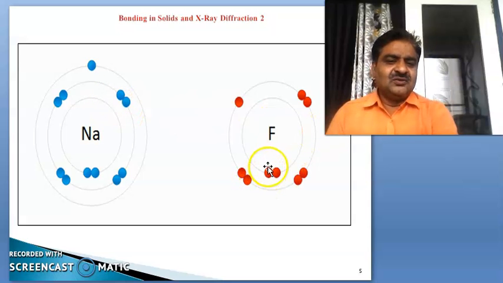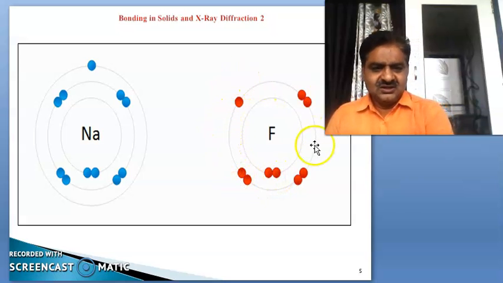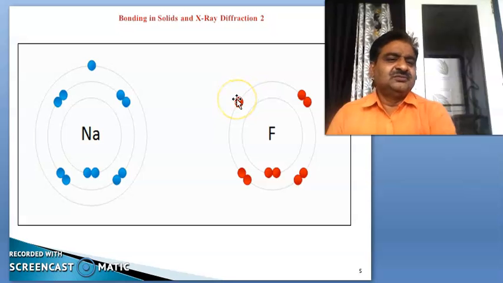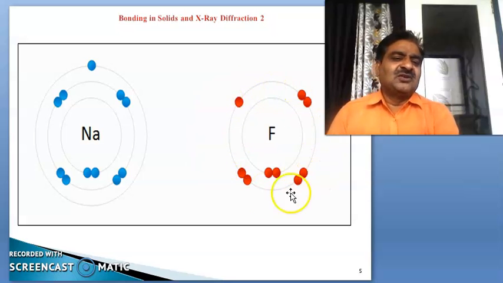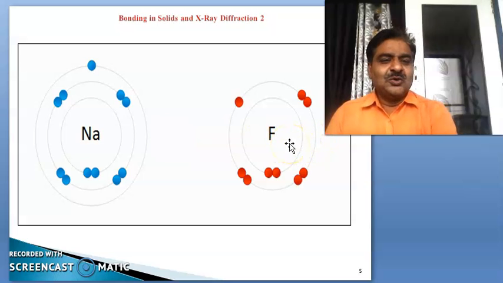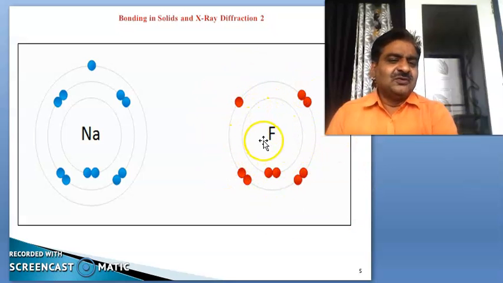Here also you see, first shell 2, second shell 2, 4, 6 and 7. There are 7 electrons and 2 shells, so fluorine also belongs to the second row in the modern periodic table. One more interesting thing: there are a total of 7 electrons in the outer shell of fluorine, so fluorine is placed in the 7th group in the modern periodic table.